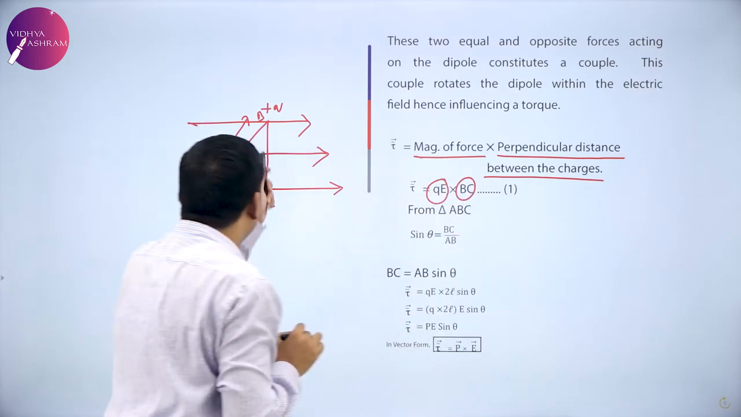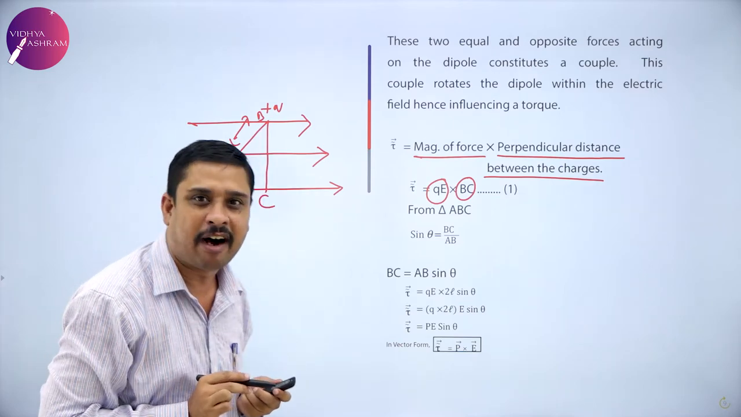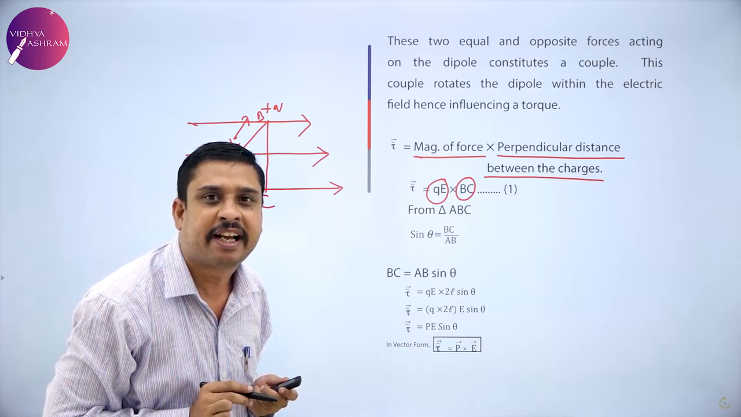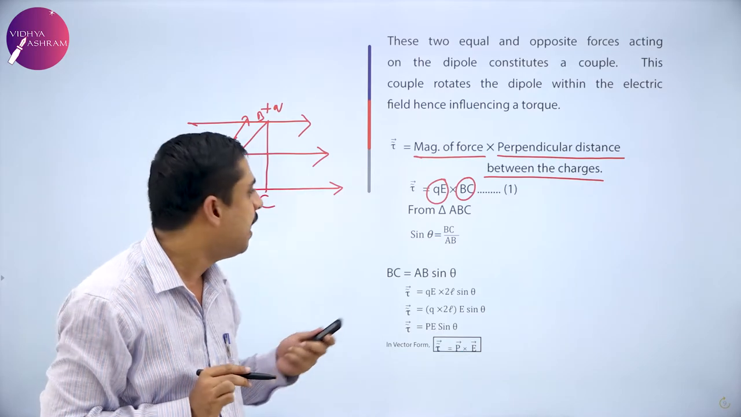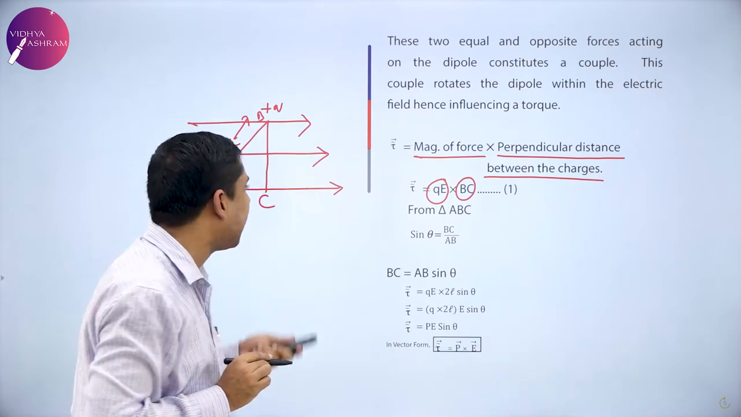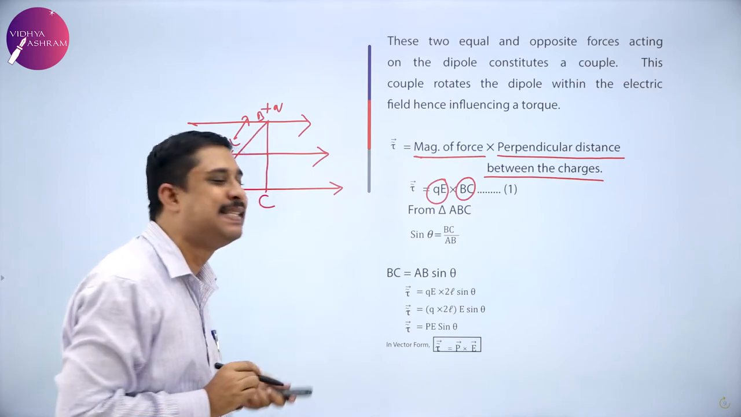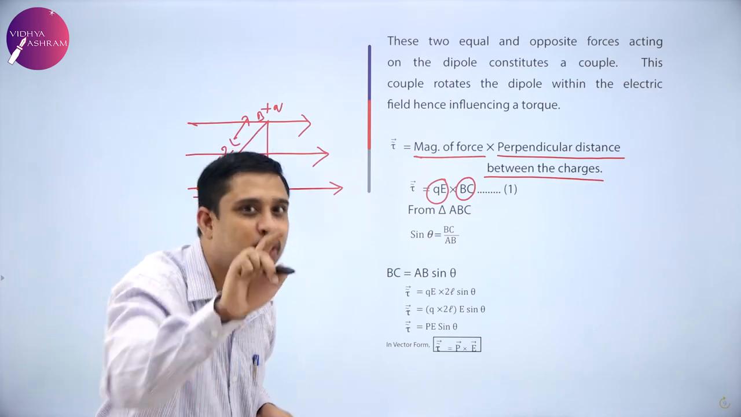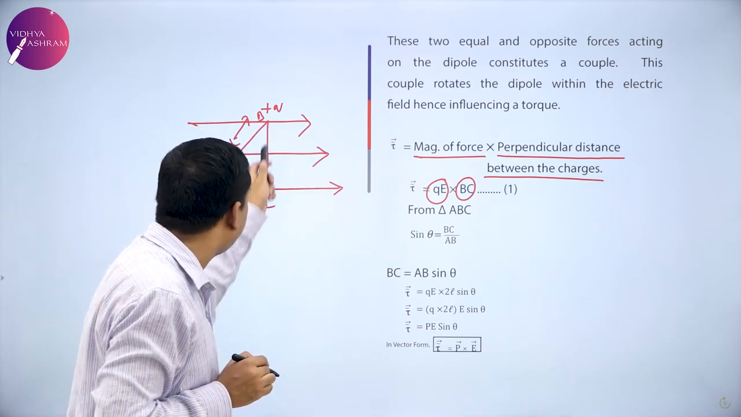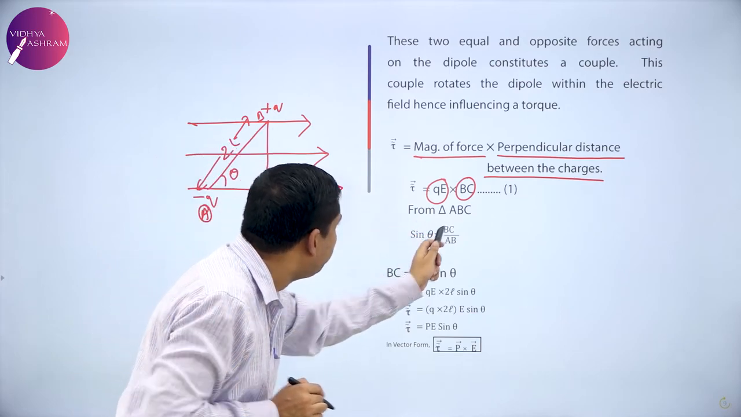Now I need to calculate this BC. I have a theta, so I have to use one of the trigonometric definitions. I have a triangle ABC. In order to calculate BC, I have to use the definition of sine theta, opposite by hypotenuse. What is opposite? BC.